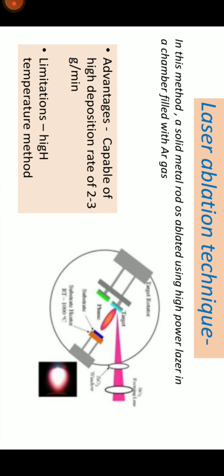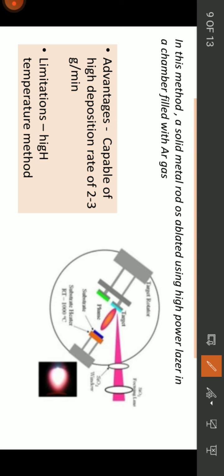Then the last process, the laser ablation technique. In this method, a solid metal rod is ablated using a high power laser in a chamber containing argon gas. In the plasma that results from the laser ablation, metal atoms are evaporated and condensed on a water cooled substrate. And this technique is basically used for formation of nanoparticles of iron, gold, palladium. Compounds of silver are also produced by this method.